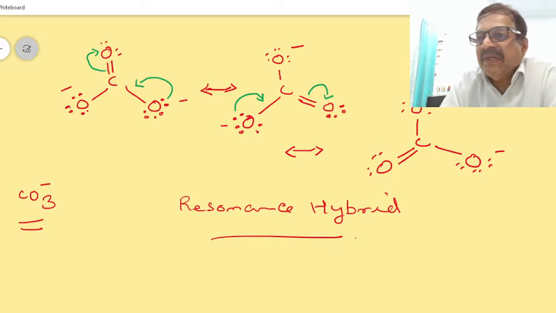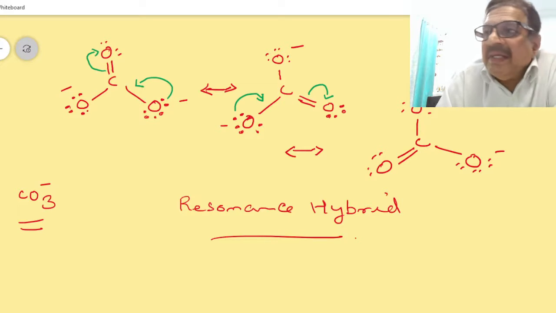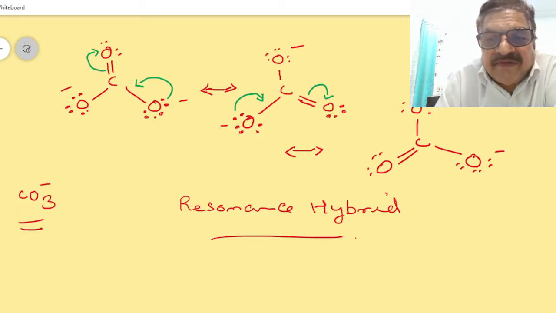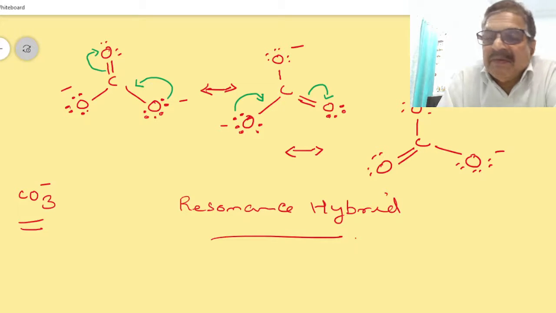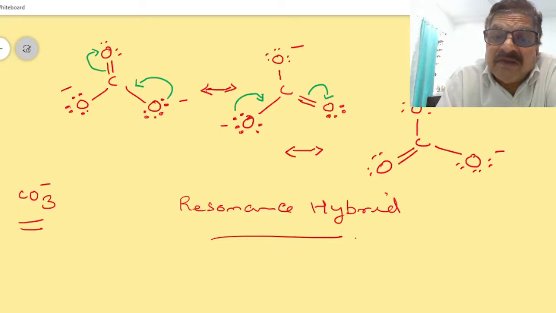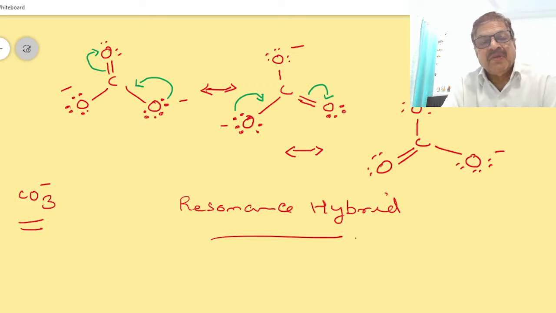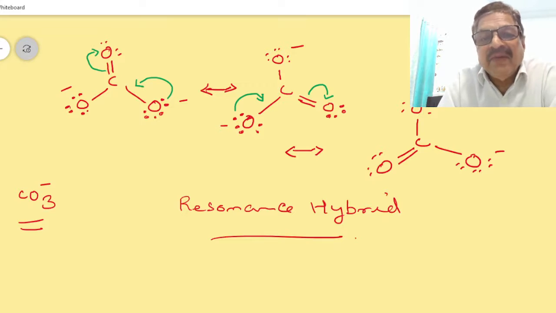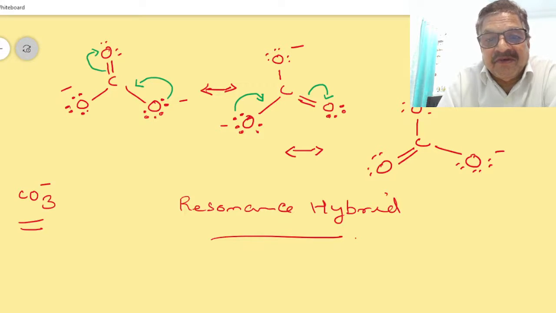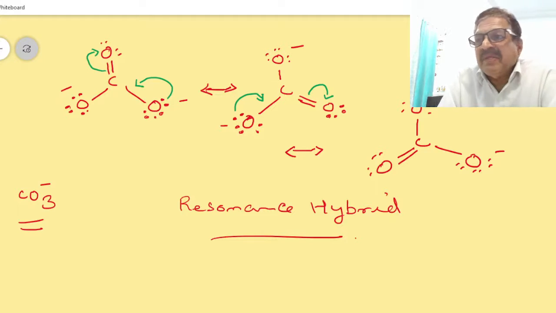So resonance hybrid we have seen, it is a combination of all the possible resonance structures. Now the hybrid will more closely resemble the most stable resonance structure. There is a concept called the most stable resonance structure. Resonance structures can be more stable, less stable, or equally stable. There are 3 different situations here. So the resonance hybrid closely resembles the most stable resonance structure.